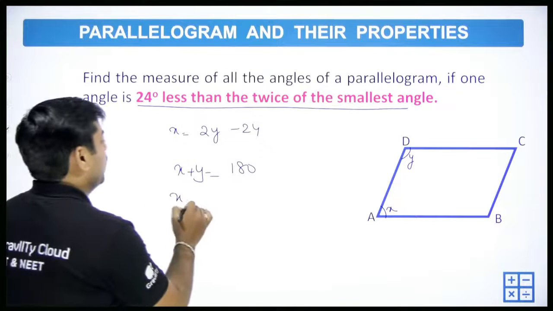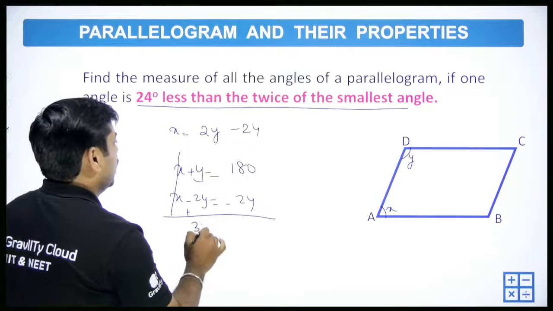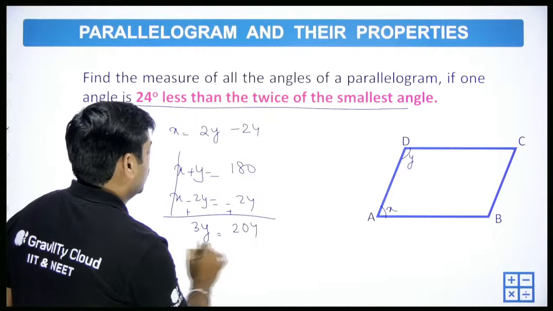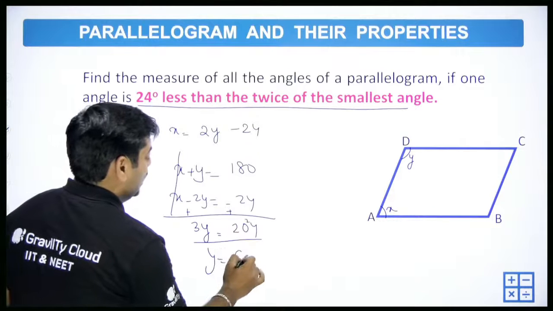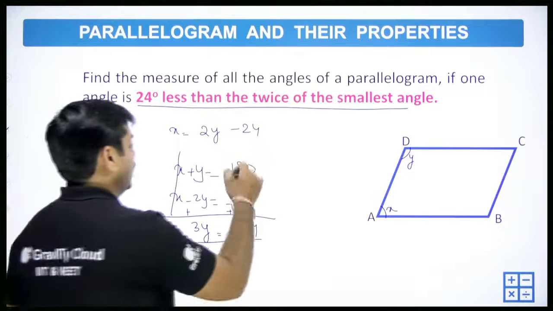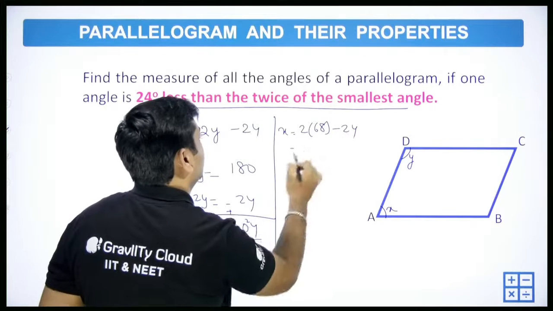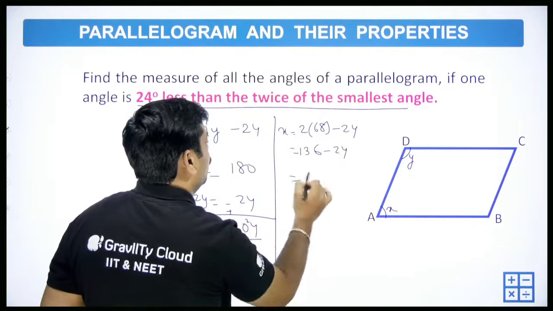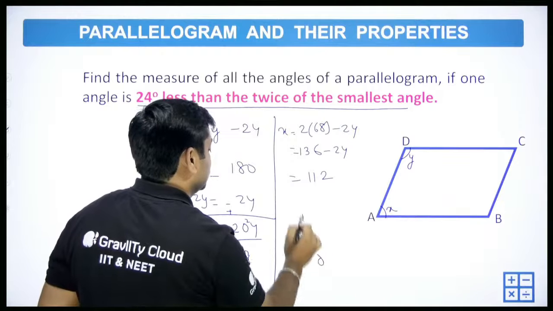And this is x minus 2y is equal to minus 24. Subtract these two, and we get 3y is equal to 180 plus 24, that becomes 204. And y is equal to 204 divided by 3, which is 68. If y is 68, 2 times 68 minus 24: 2 times 68 is 136, minus 24 is 112, right? So 112 and 68 make 180.